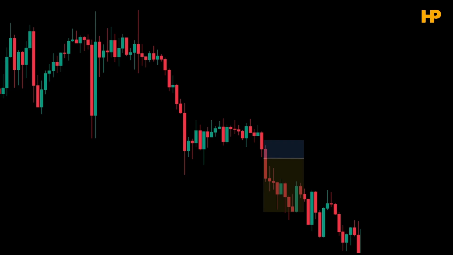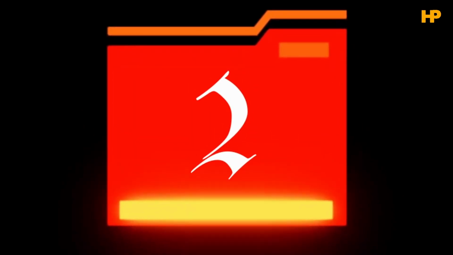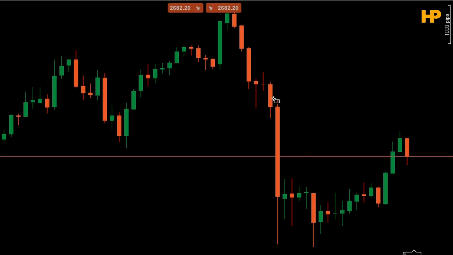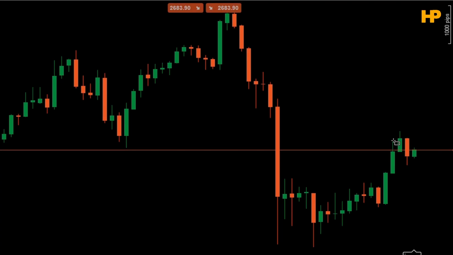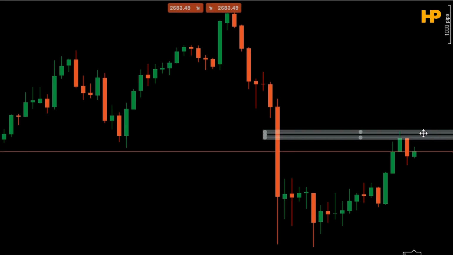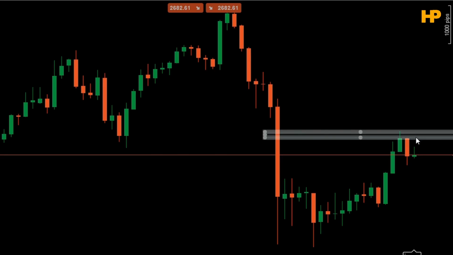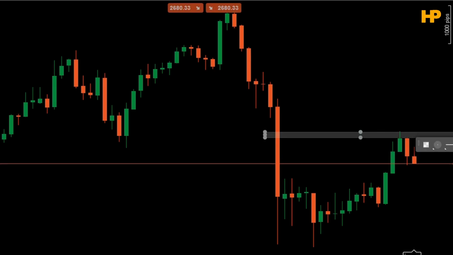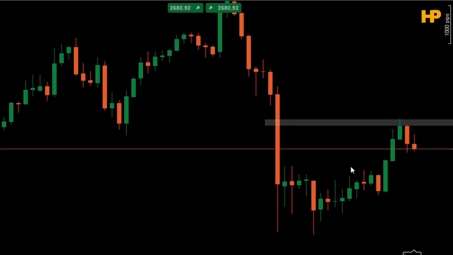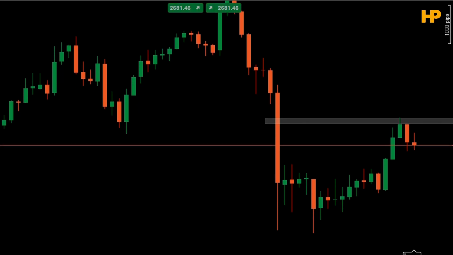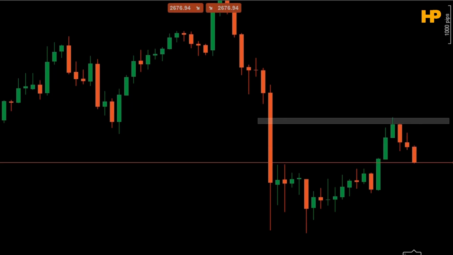Chapter 2, Micro Details of Drop-Based Drop with Multi-Time Frame Analysis. To master the drop-based drop strategy, you need to analyze it across multiple time frames: daily, 1 hour, and 15-minute charts. This approach confirms the setup strength and aligns your trades with the broader market context. Let's break it down and explore two bearish examples.